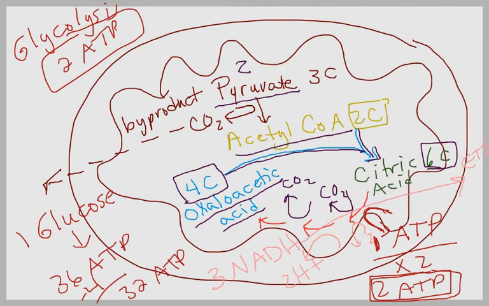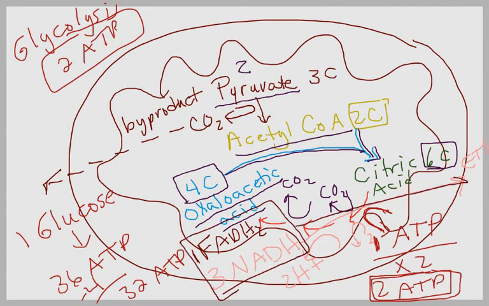We also have another carrier, and that other carrier is called FAD, and FAD will also be able to carry 2 hydrogen in the form of FADH2, and we have 1 FAD carrier along with the 3 NAD carriers that pick up hydrogen and bring those hydrogen over to the electron transport system.